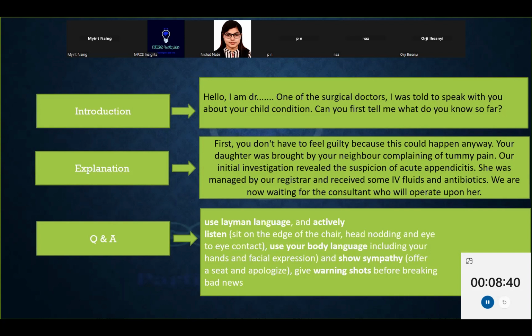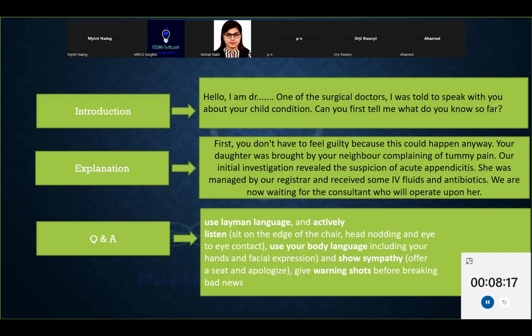I don't know, doctor, what happened to my little daughter. I just got a call from one of my neighbors, and he told me that he had to carry my daughter to this hospital. I shouldn't have left my daughter alone. I'm feeling so guilty. Could you please tell me what happened?